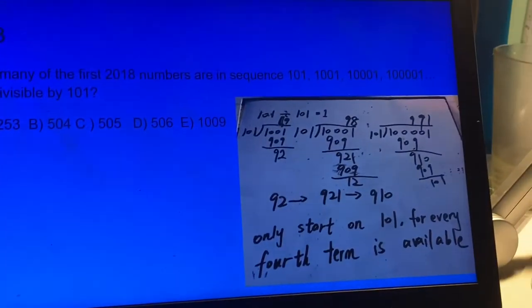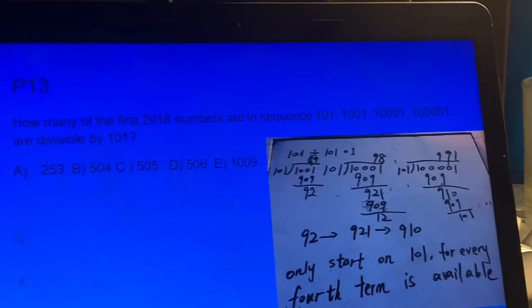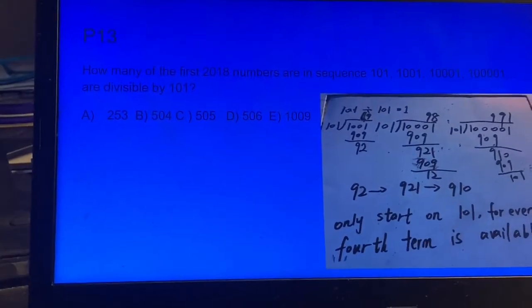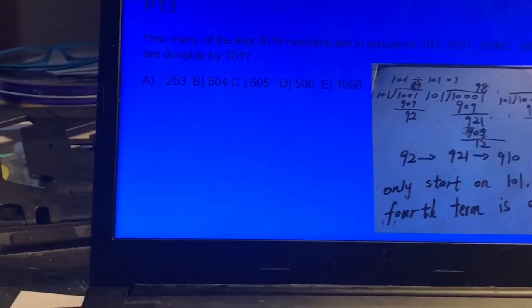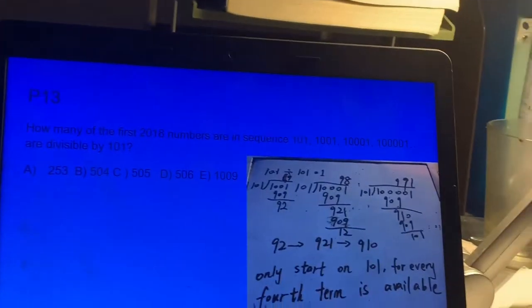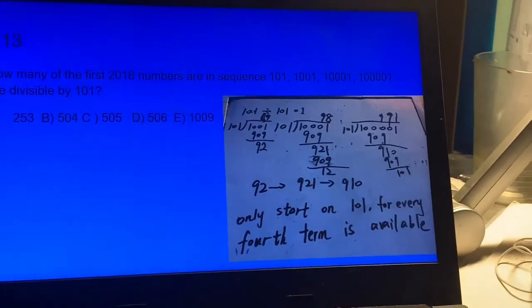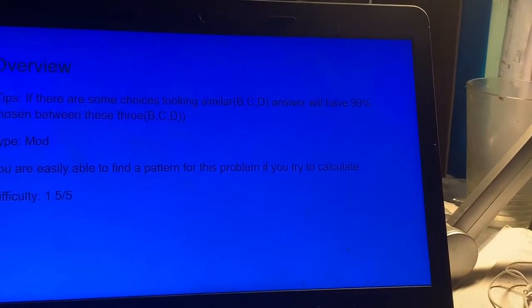So we know that there's going to be 1 for every 4 numbers. We know the starting point is 1, and the ending point is 2017. So we know that 2016 divided by 4 plus 1 is equal to 505. Yes.